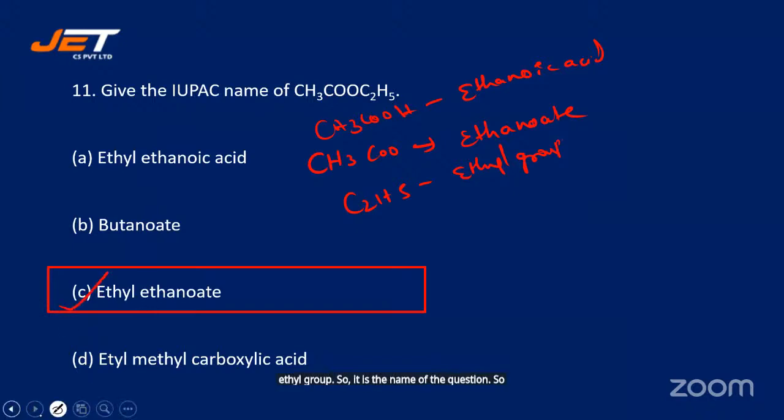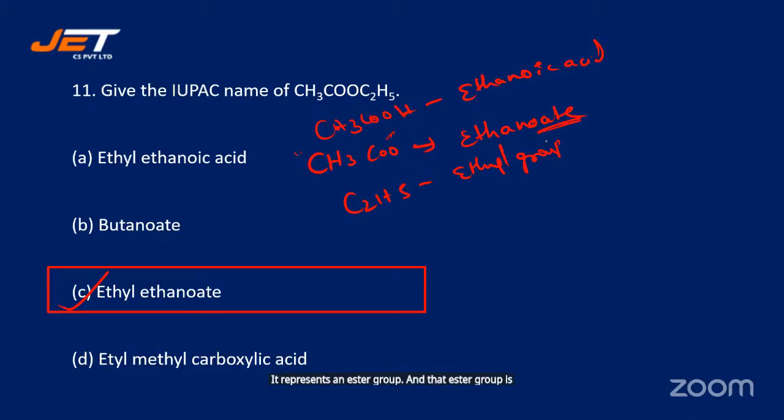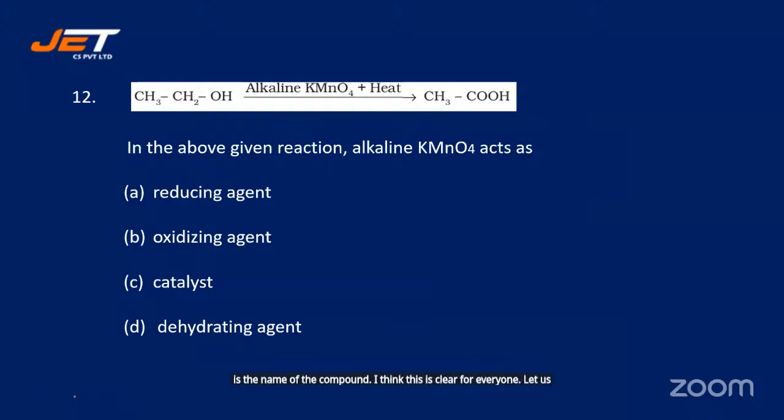So those who got confused with option D, please remember, whenever you see a molecule like this, it represents an ester group, and that ester group is always having the suffix oate. Okay, oate is the suffix for ester. Esters: R, C double bond O, R. This is the group for esters. So these will have the suffix oate. Okay, ethyl ethanoate is the name of the compound. I think this is clear for everyone. Let us move on to the next bit.